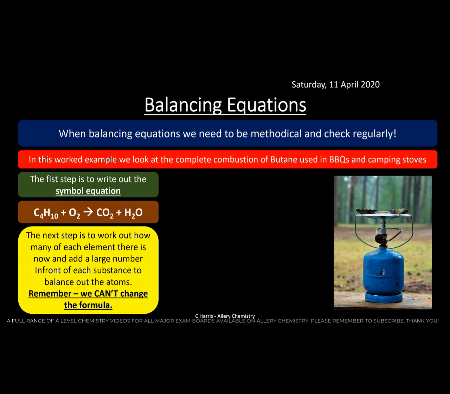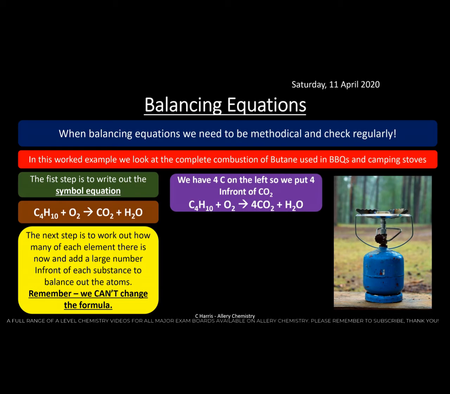But the key thing with balancing equations is we cannot actually change the formula. We must put a number in front of each of the substances there to balance. We can't actually change the actual formula for it. So let's start. So on the left-hand side, we have 4 carbons. So we need to have 4 carbons on the right, basically. So to balance this out, we put a 4 in front of CO2 because that's the only substance on the right that contains carbons. So if we need to balance carbons, then that's the only way we're going to be able to balance it, because there's no carbons in water, obviously.